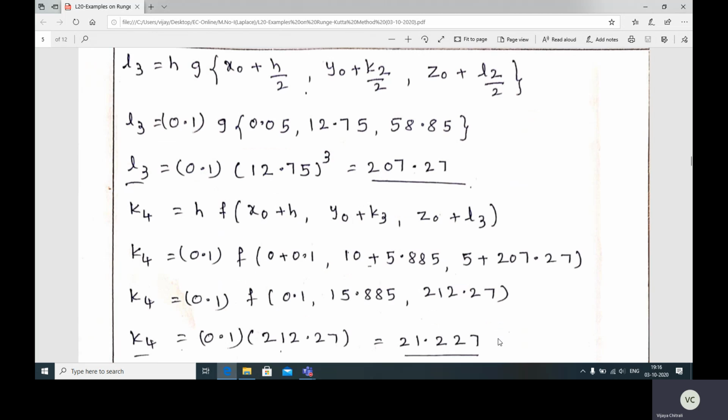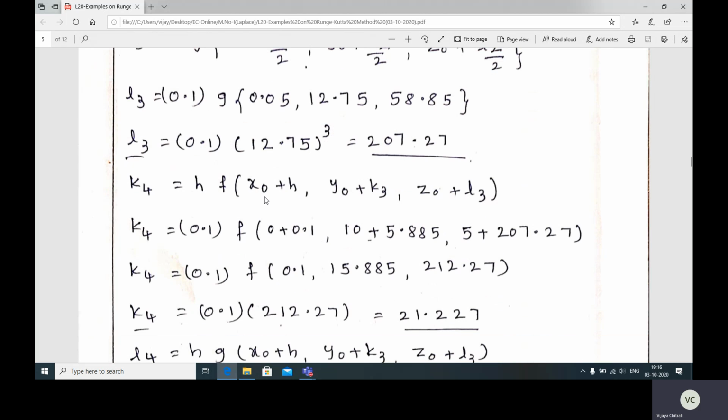So K4 is equal to h into f of x naught plus h, y naught plus k3, z naught plus l3. So K4 is equal to 0.1 into f of x naught plus h is 0 plus 0.1, y naught plus K3 is 10 plus 5.885, z naught plus L3 is 5 plus 207.27. So we'll get this as f of 0.1, 15.885, 212.27. So this is f of x, y, z. But f of x, y, z is z. So z is 212.27. Multiply this with 0.1 because h is 0.1.